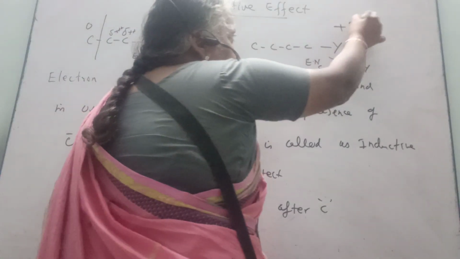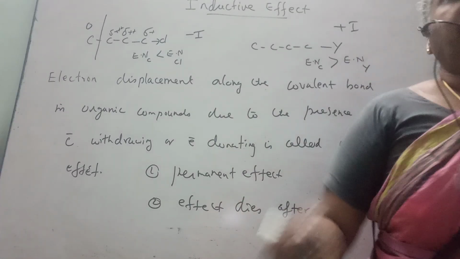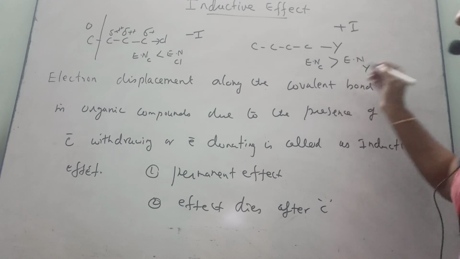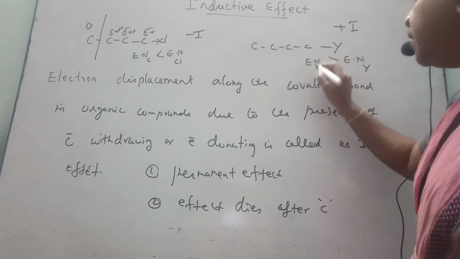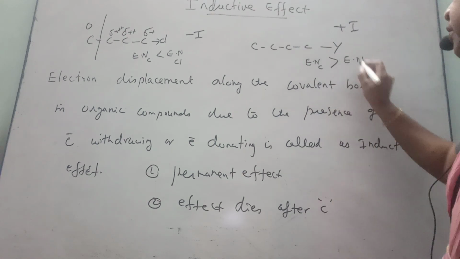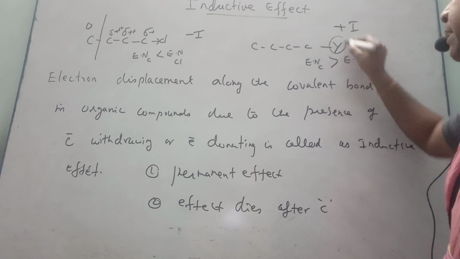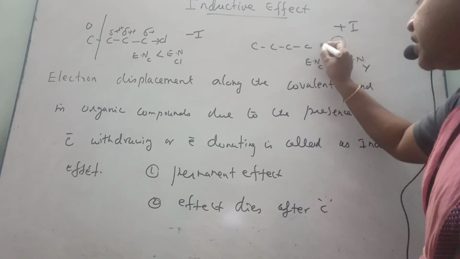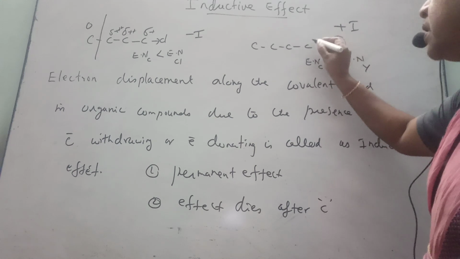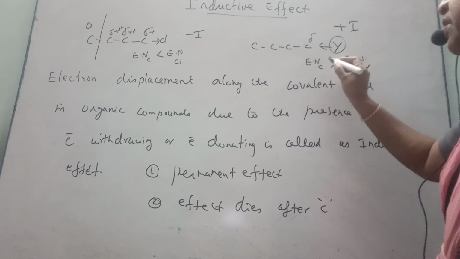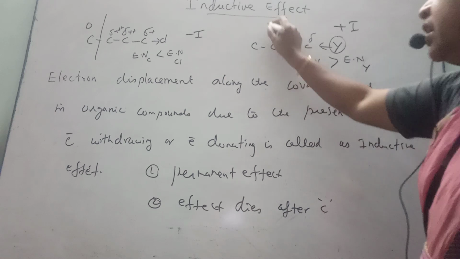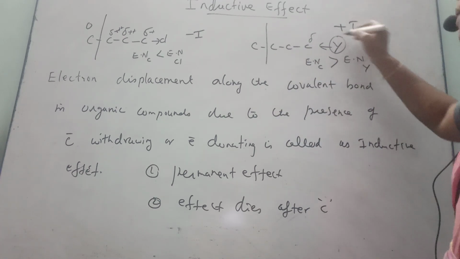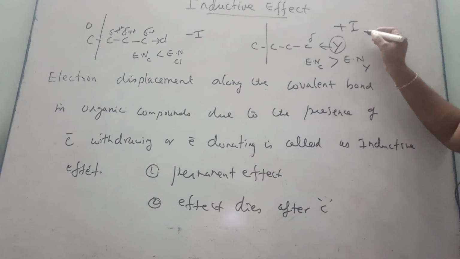The next category is the plus I effect. In the plus I effect, the condition is that the electronegativity of carbon is greater than the electronegativity of Y, which represents the group. Because this has more electron density, the electron is moving towards here. So now there is a formation of negative charge, and this goes on. This effect is called the plus I effect.